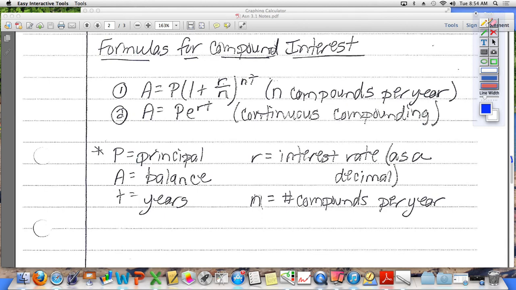And then the second formula, A equals P times e. Yes, that is an e. This right here is an e. We're going to talk about that in just a second. e to the power of rt. P times e to the power of rt. I like to use that formula, or I call that formula the PERT formula, P-E-R-T, like the shampoo.